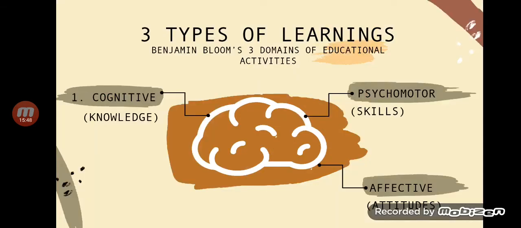Okay, look at this. The three types of learnings by Benjamin Bloom. As I mentioned a while ago, the cognitive is for knowledge, the psychomotor for skills, and affective for attitude. Actually, there are two versions, no? Two versions of the cognitive domain, the old one and the revised one.